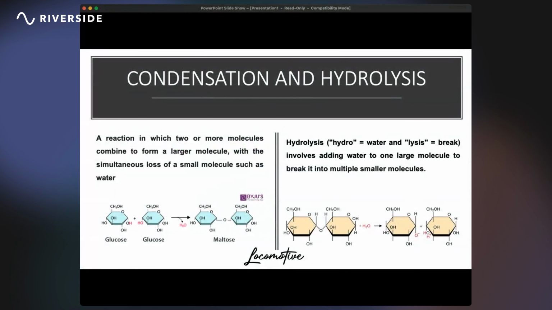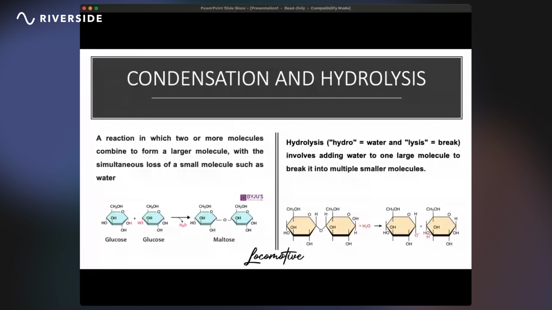Before going to discuss the monosaccharides and disaccharides, I would like to discuss condensation and hydrolysis reactions. A condensation reaction is a reaction in which two or more molecules combine to form a larger molecule. It means that monomers will combine and at the end we'll have a large molecule. But it's very important to know that during condensation reactions, water molecules are produced. So the products are a large molecule and also a water molecule.